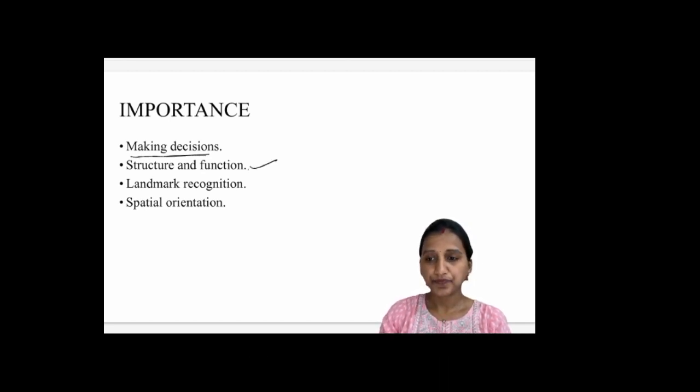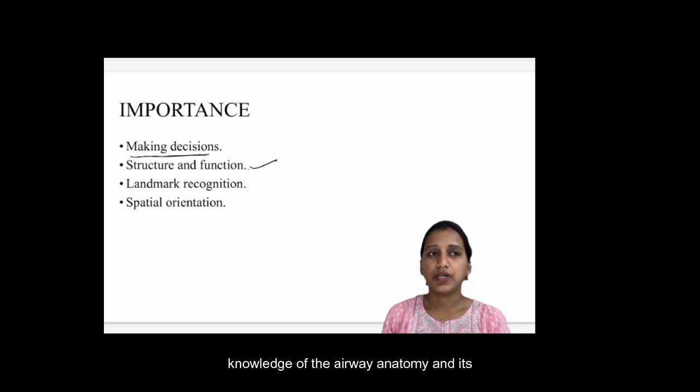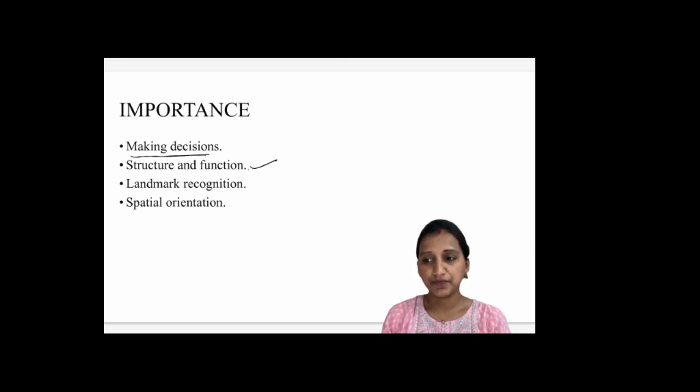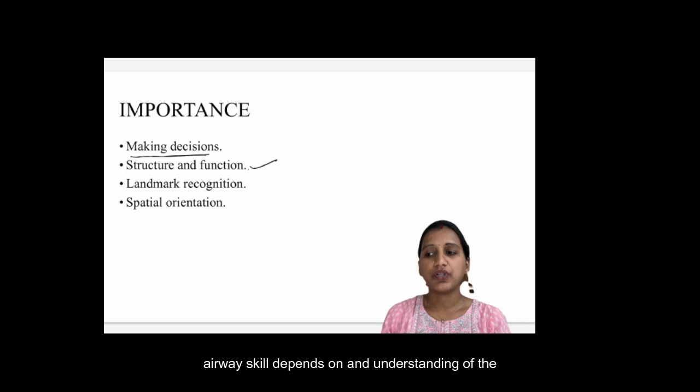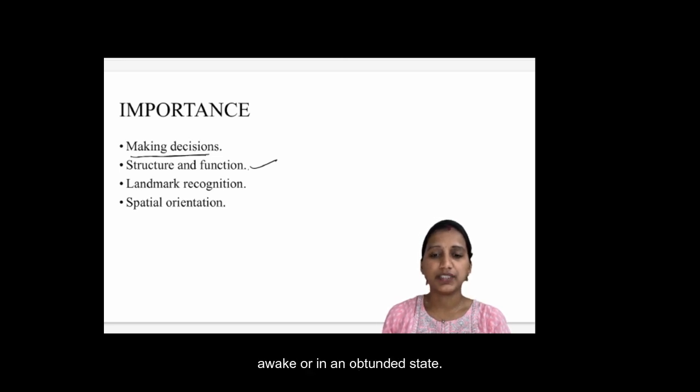Second is structure and function. Knowledge of the airway anatomy and its dynamic changes facilitates the appropriate performance of airway opening skills and bag mask ventilation. This skill depends on an understanding of the functional airway anatomy and how the tissue behaves when the patient is either awake or in an obtunded state.